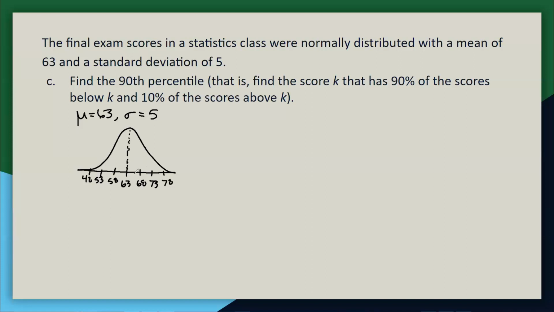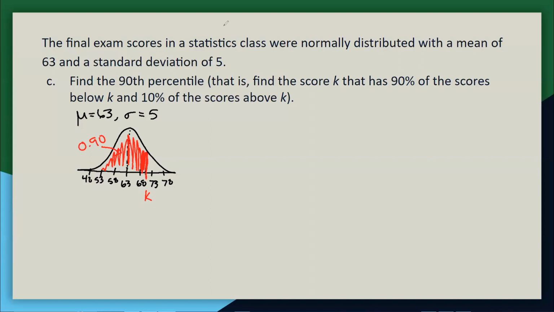And I know that because there's 68% between 58 and 68, half of that's up here. Half of 68 is 34. So 50 plus 34 is 84. So I expect my 90th is probably here, somewhere between the first and second standard deviation on the right. I expect that that's where K is sitting. And what they told me is that this area here is 90%, 0.90.